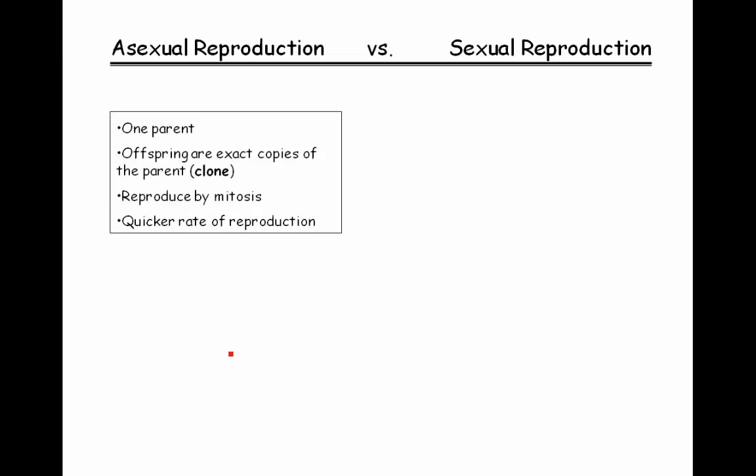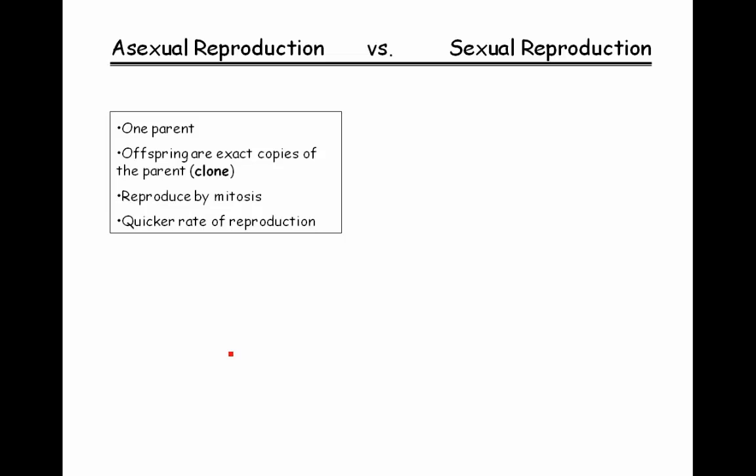The way that we get clones is by mitosis. Keep in mind that mitosis produced daughter cells that were identical to each other and that were also identical to the parent cell that they came from. Now, overall, that is going to be a quicker rate of reproduction than the sexual reproduction is going to be.